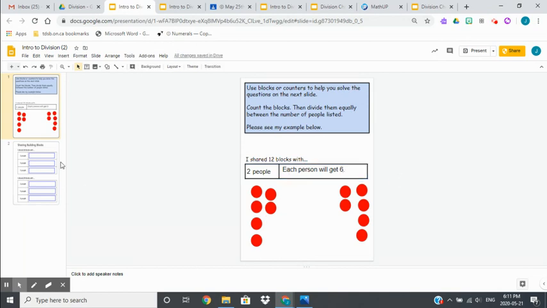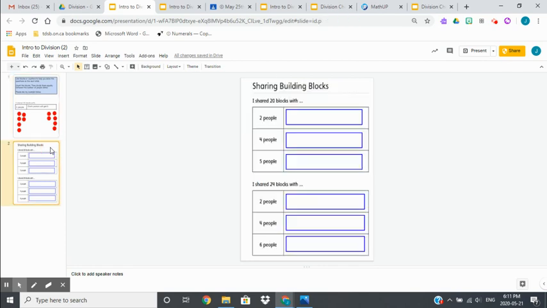So you're going to do the same thing as me, only you're going to do your work on this page over here, and you're going to use counters or blocks that you find at your house to help you solve each one of these questions. Good luck, mathematicians!